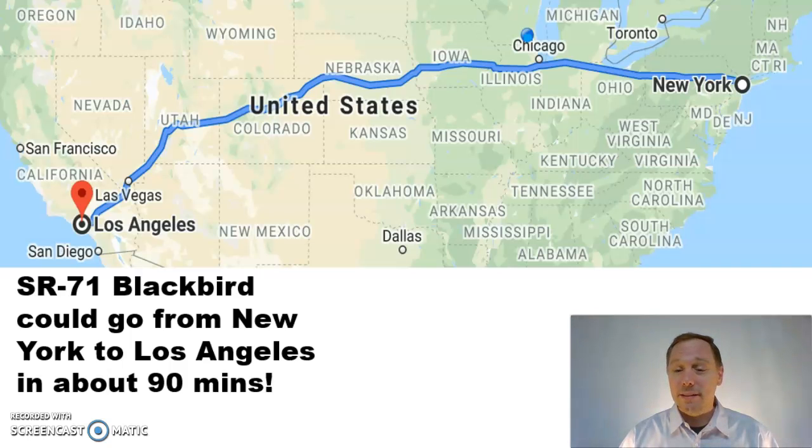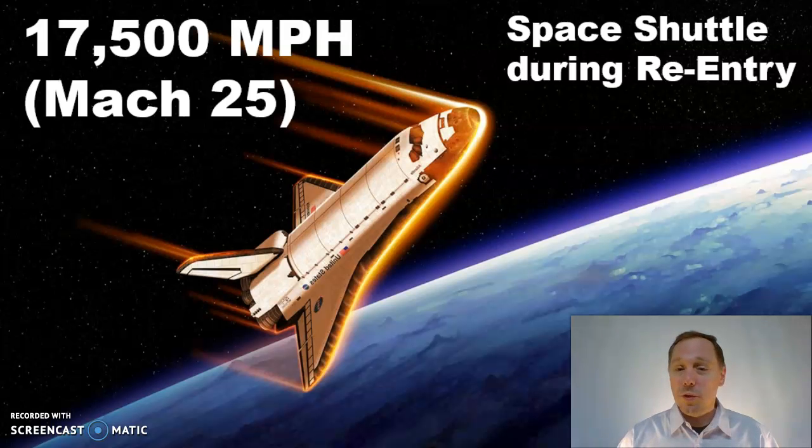But it's not fast enough for me. I am interested in what is the fastest humans have ever gone. And my research takes me to the space shuttle coming in for a re-entry into Earth's atmosphere. They're coming in hot, 17,500 miles per hour. Okay, well, that got me thinking, what is the fastest thing in the universe?